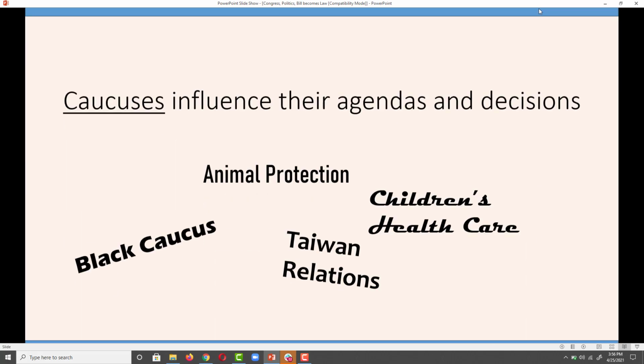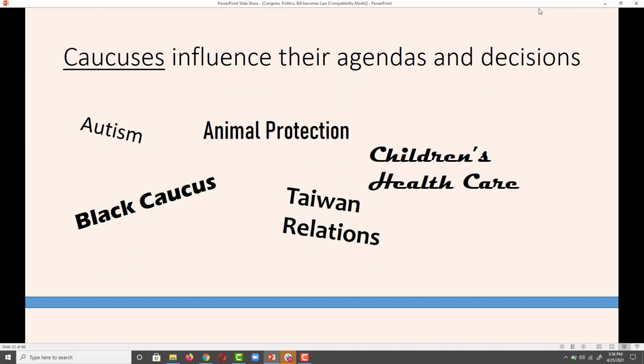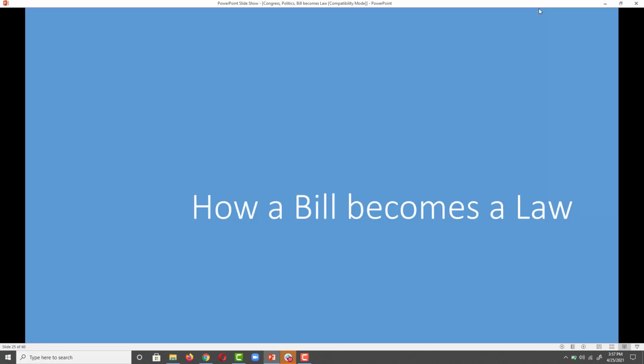Black Caucus. Taiwan relations. Autism. There are so many, so many. Use of opioids, right? Opioid death concerns, and drugs in general. There's all sorts of opportunities for bipartisan collaboration here, with the hopes that these think tanks and opportunities to gather and talk about issues can develop into positive change, such as a law. All right. So, again, compelling spaces to foster bipartisan dialogue, caucuses. Not talked about much, but as we talk about agreement as opposed to division, caucuses are again a really exciting place for these conversations to happen.